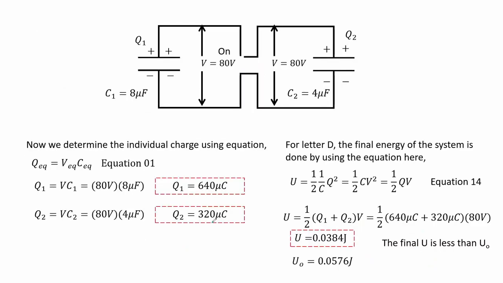Now we determine the individual charge using equation 1. We see that charge 1 is 640 microcoulomb, and charge 2 is 320 microcoulomb.